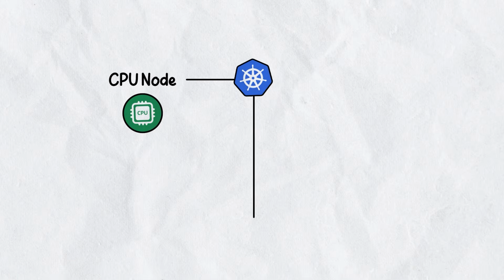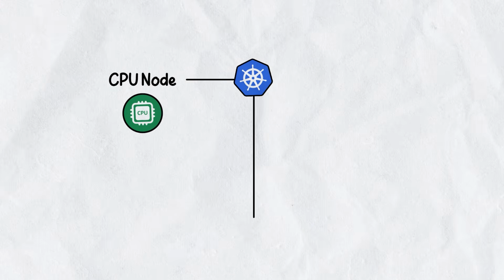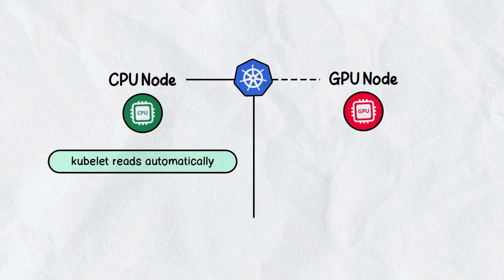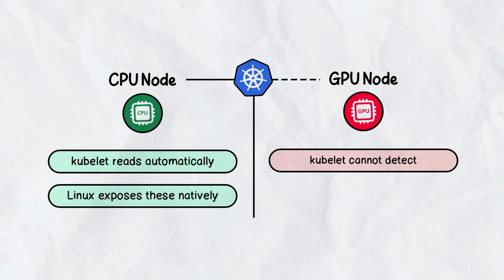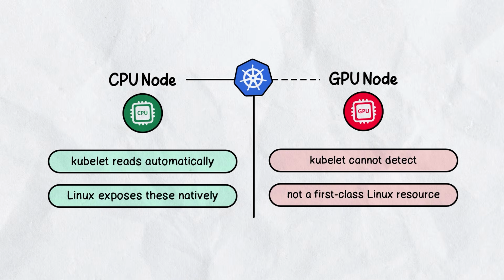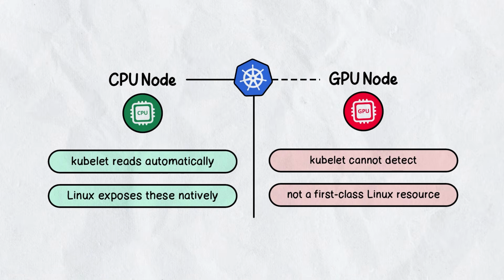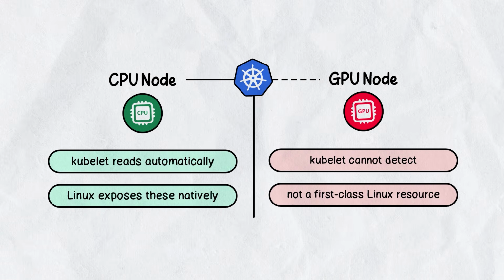Now one may ask, how does Kubernetes know about a CPU node but cannot detect a GPU node? The reason for that is the kubelet on every node knows about CPU and memory because Linux exposes those. But GPUs are different and are not a first-class Linux resource. Something has to tell Kubernetes that there's a GPU node in the cluster.